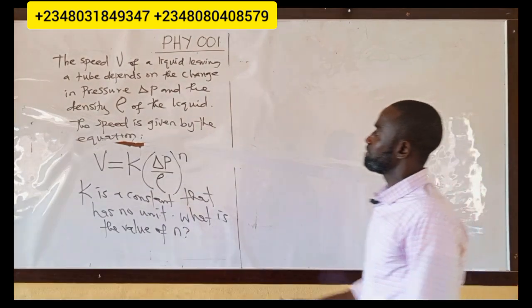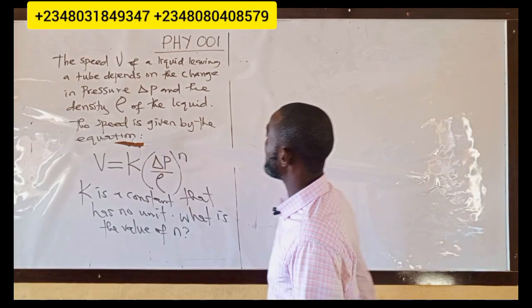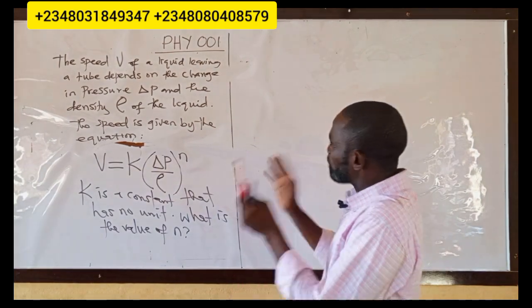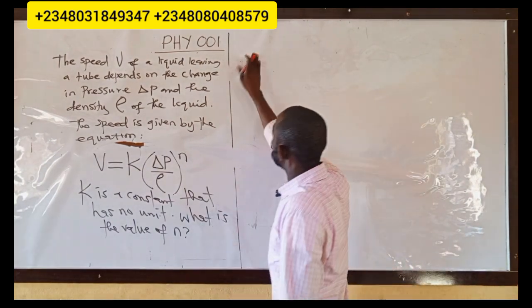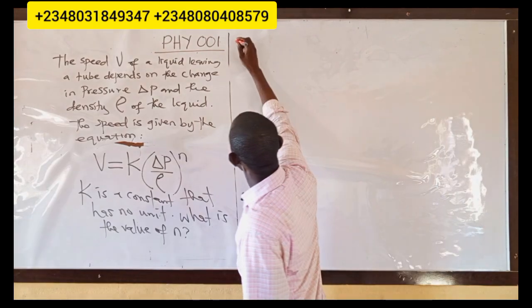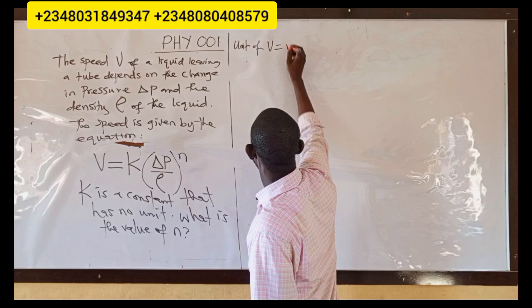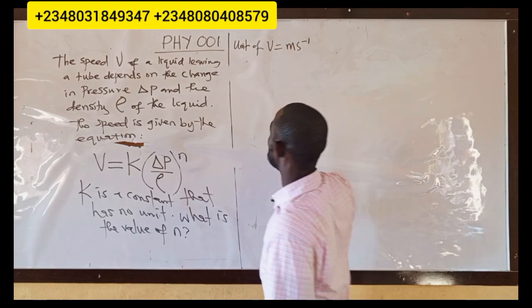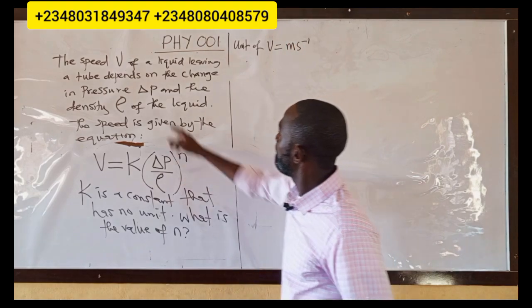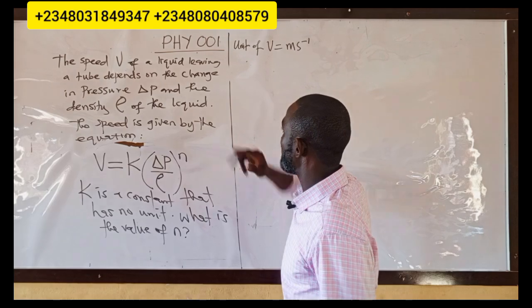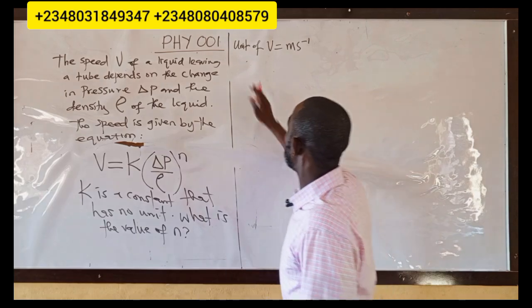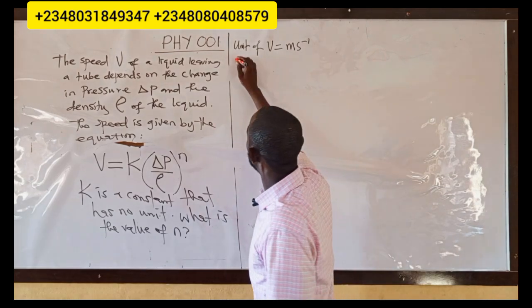So they said V is the speed. I'll write it out one by one. Speed is meter per second. That is the unit of V, look at me, because it is meters per second. What again was given? Pressure was given. What is the unit of pressure?